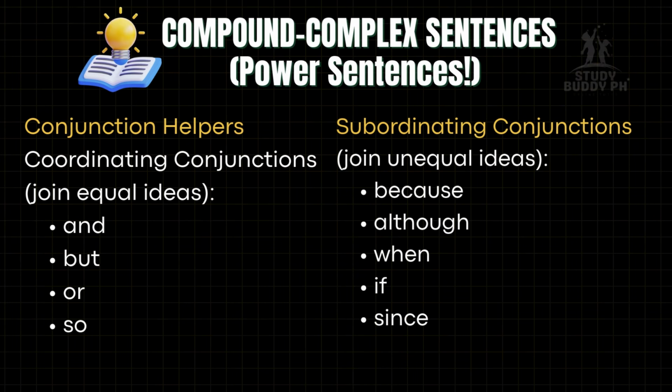Conjunction helpers. 1. Coordinating conjunctions join equal ideas: and, but, or, so. 2. Subordinating conjunctions join unequal ideas: because, although, when, if, since.